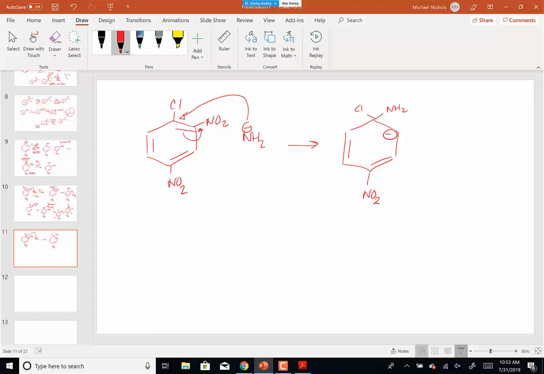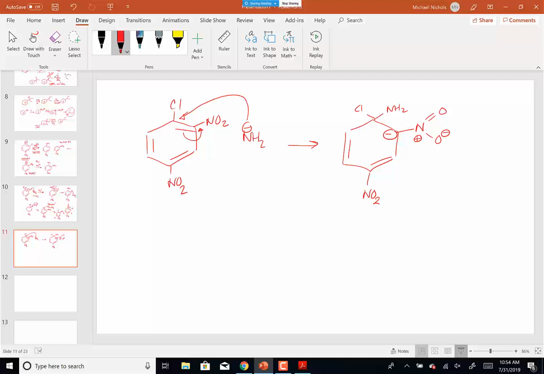So now what we need to do is we need to write out the structure of a nitro group. So remember, a nitro group has two resonance structures that have an N double bond to O and an N single bond O minus. That's a nitro group.